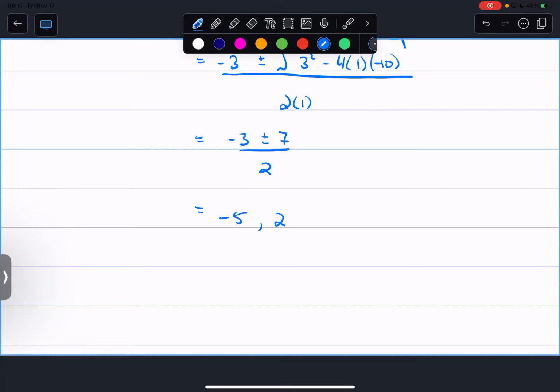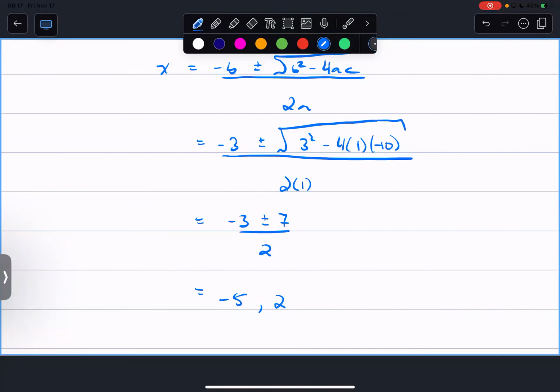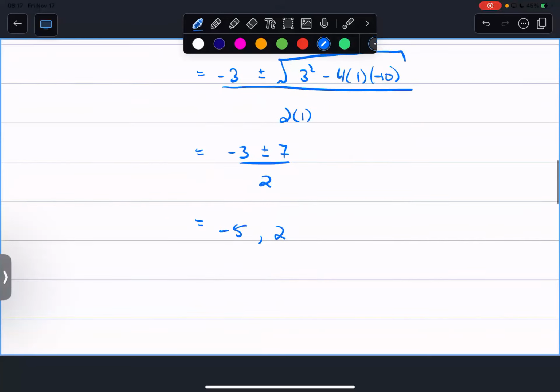You did it. But it's all fun work. That's fair. You have to get to know it. And it is on your formula sheet, so.